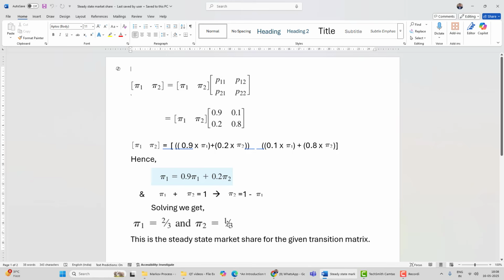So you can see that after a few periods, if there is no change in this transition matrix, you will get the same steady state of 2 by 3, 1 by 3, or 67% and 33%. So this is how you can use steady state probabilities.